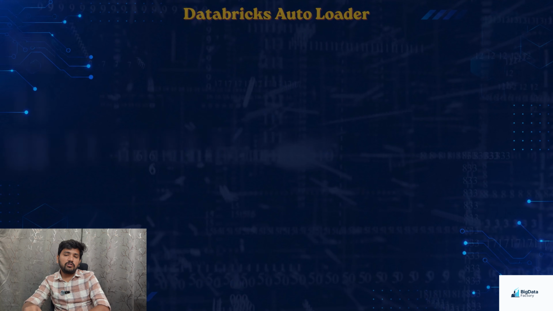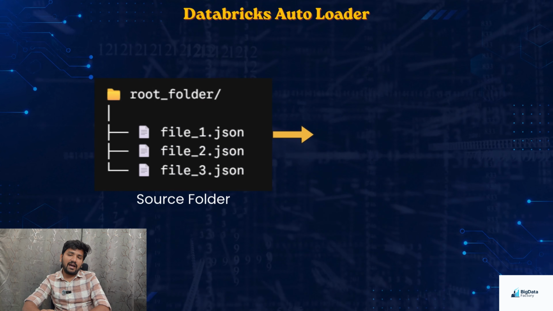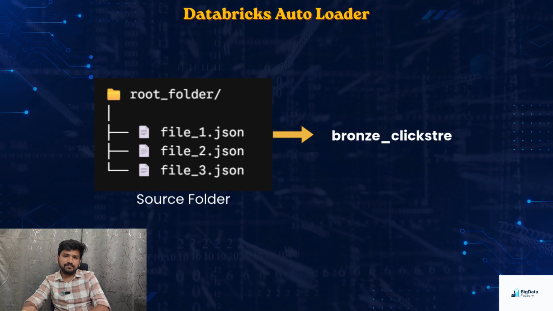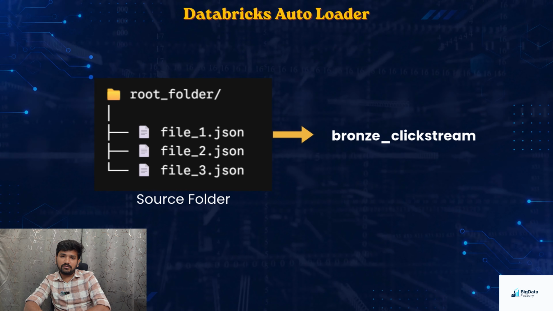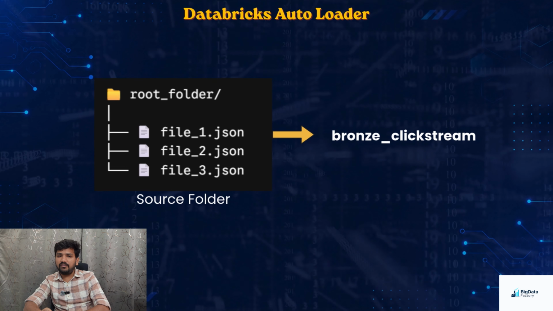Now let's look at the demo. I will keep this simple. We will simulate Clickstream JSON files landing in a raw folder. The Auto Loader will ingest those files into a bronze table. The source folder will look like this, and the target will be bronze Clickstream. The important thing I want you to observe is not just the code. The important thing is the behavior.